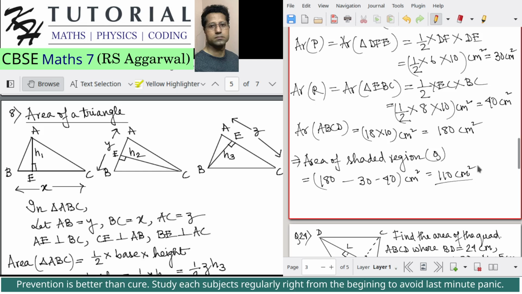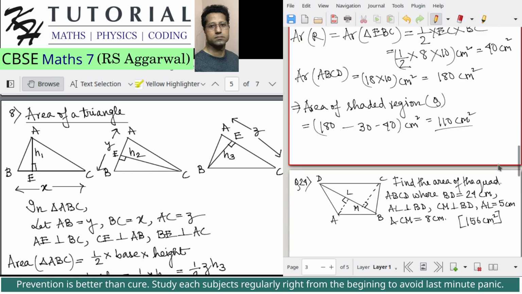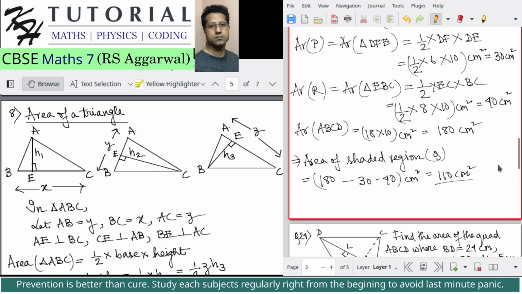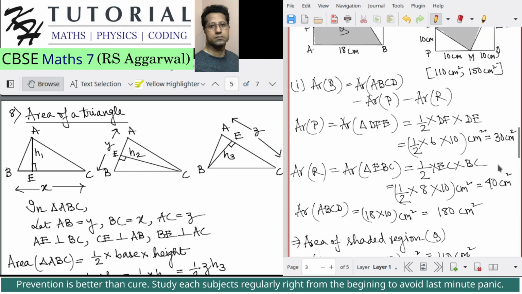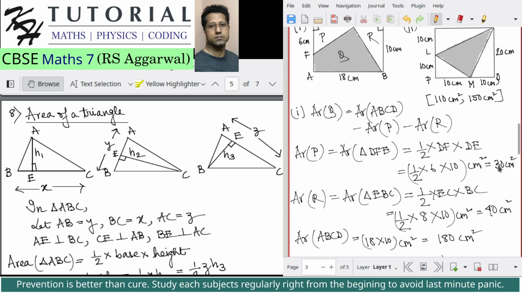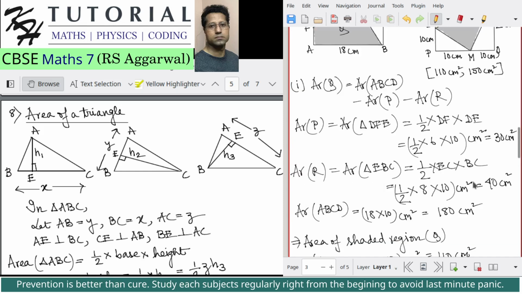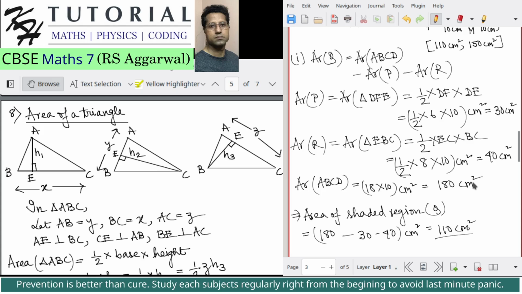centimeter square is the area of the shaded region of part 1, and I have no space left for part 2. Okay, what will I do? I will have to rub the solution for part 1. So if you think you can pause the video and take a screenshot of the solution for part 1, as I have to delete it because I have no space for solving part 2. Sorry for that. I am deleting the solution for part 1.